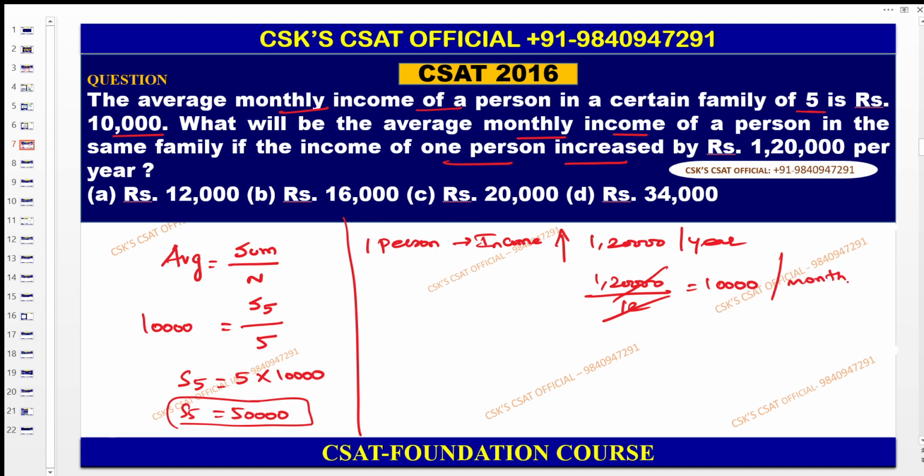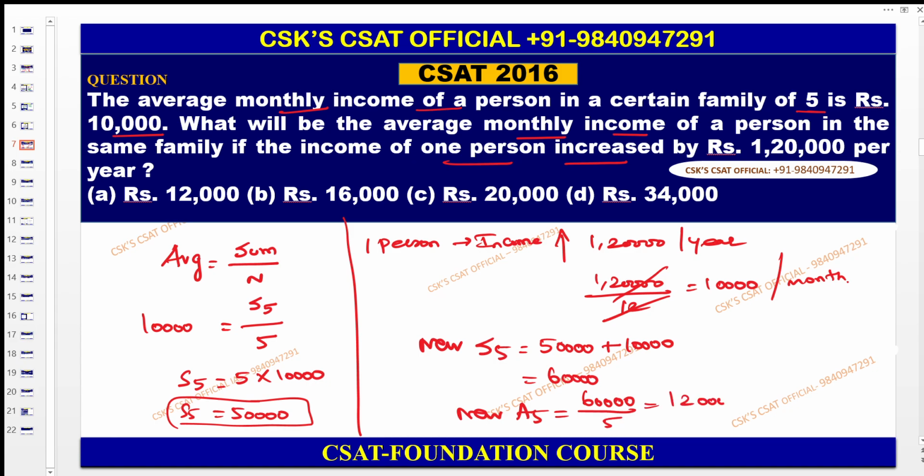So now you can add up that one, the new sum. So let us take the new sum here. New sum of 5 becomes 50,000 plus 10,000, which is equal to 60,000. New average of 5 is equal to 60,000 by 5. Then it becomes 12,000. Alright. So then the answer would be option A, 12,000 rupees. Everyone understood? Okay. You can easily score 2.5 marks in this area.